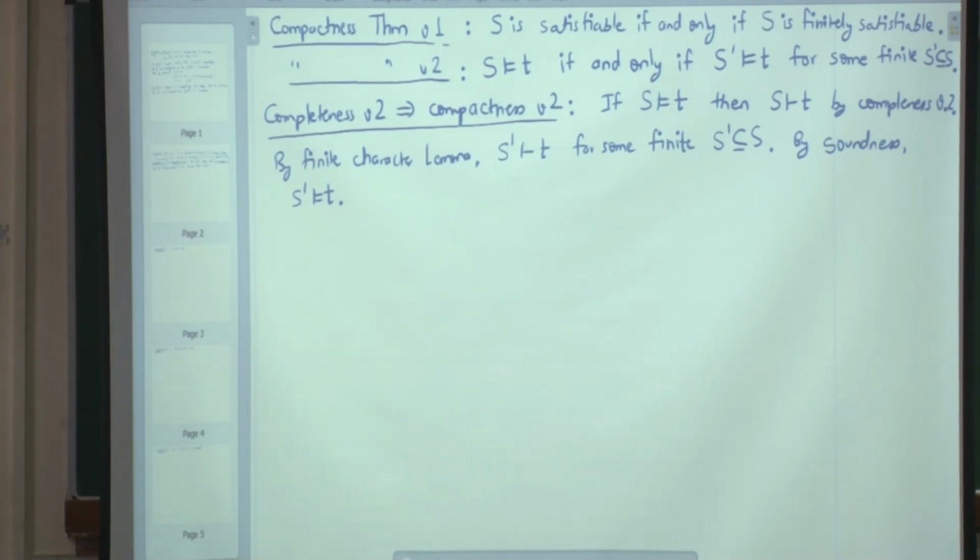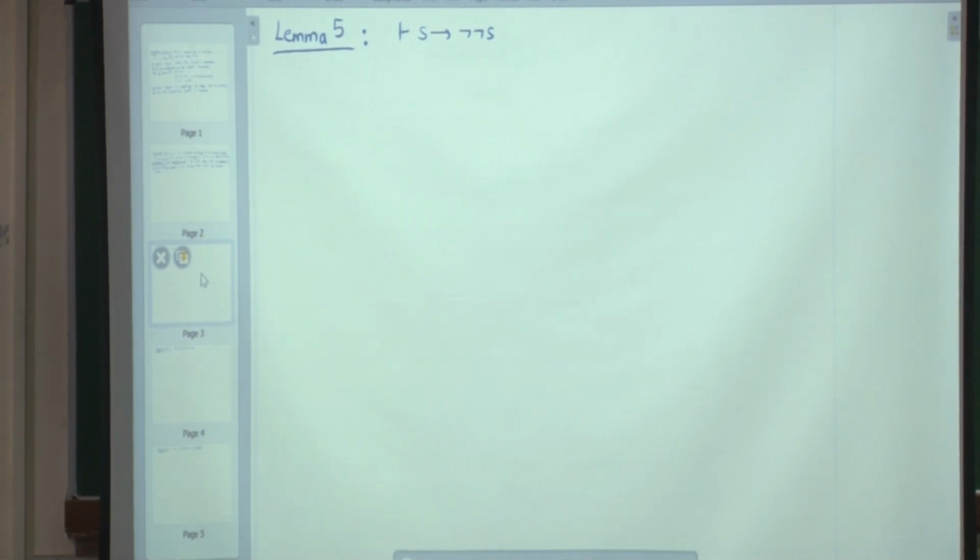So done? Well, I will give you two more exercises that show that version 1 and version 2 are equivalent. They are both called compactness theorems. So they are equivalent. I am not going to spend any time on this right now, but you should be aware of those problems.